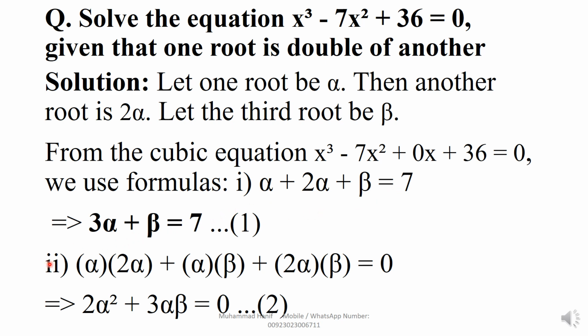Now second point: alpha times 2 alpha, we multiply the roots two at a time. Alpha times 2 alpha plus alpha beta plus 2 alpha beta equal to 0. Now we multiply: alpha times 2 alpha is 2 alpha square, and you write the same alpha beta and 2 alpha beta. You know 2 and 1, that is 3 alpha beta, equal to 0.